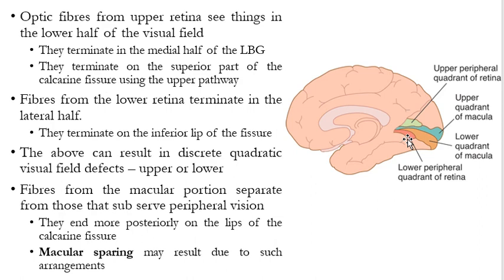I want to go down to the macular sparing to say fibers from the macular portion are separate from those that subserve the peripheral vision, and they end more posteriorly on the lips of the calcarine fissure. Okay, this has already been said. A macular sparing may result due to such arrangement and the fact that they receive blood supply from other components of the brain rather than those that supply the fibers that were coming in to subserve this area.